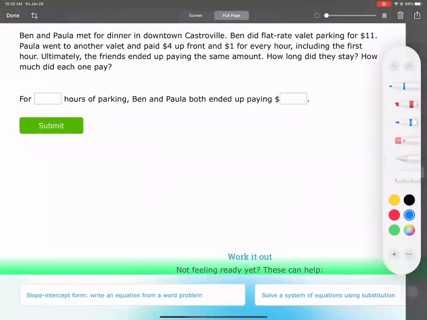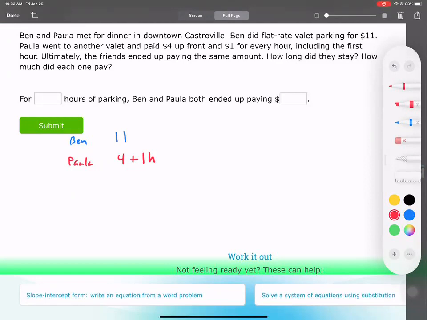Okay, let's do another problem. Ben and Paula meet for dinner in downtown Castroville. Ben did a flat rate valet parking for $11. All right, great, $11 for Ben. Here's Ben. And okay, Paula went to another valet and paid $4 up front. Okay, so Paula is paying $4 up front plus $1 for every hour, including the first hour. Okay, so she has to pay for that first hour also. Okay, ultimately their friends end up paying the same amount. How long did they stay? How much did each one pay?